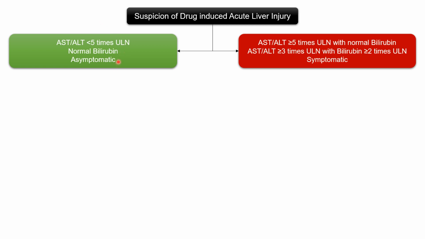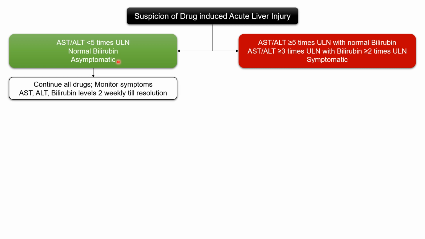This indicates a slightly less severe scenario. So we have to continue all drugs. Obviously we have to monitor the symptoms, and monitor AST ALT bilirubin levels every 2 weeks till they are resolved, and if at any time any deterioration happens, we have to switch over to this area. But if no deterioration happens, we continue with all the drugs.